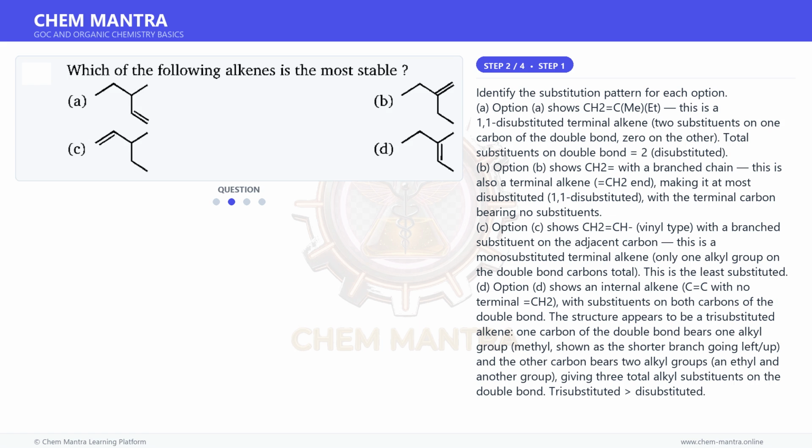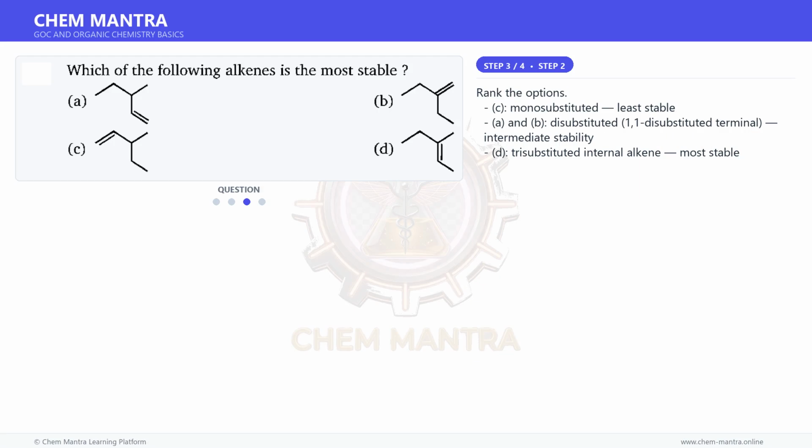Option D shows an internal alkene, C=C with no terminal =CH2, with substituents on both carbons of the double bond. The structure appears to be a trisubstituted alkene. One carbon of the double bond bears one alkyl group, methyl, shown as the shorter branch going left up, and the other carbon bears two alkyl groups, an ethyl and another group, giving 3 total alkyl substituents on the double bond. Trisubstituted. Moving on to the next step.